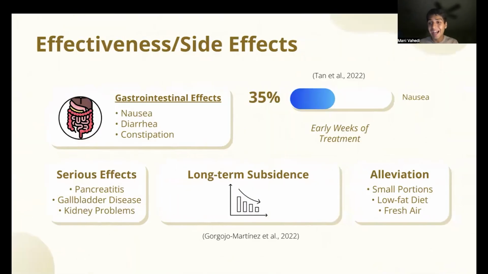Now, in terms of its side effects, it does come with a few, unfortunately. However, there are solutions to these. So firstly, we have GI effects or gastrointestinal effects. Those are nausea, diarrhea, or constipation. And the most common of all is nausea. And specifically, 35% of users experience nausea through the early weeks of treatment.